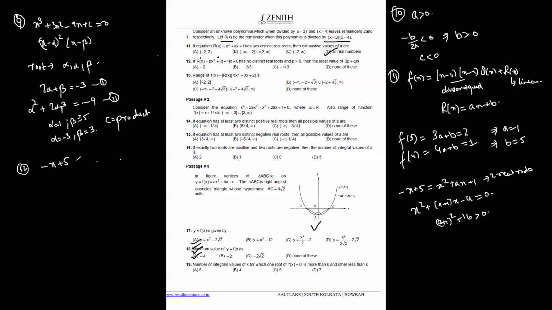In 12, we now want Rx, which is minus x plus 5, to be equal to px square plus q minus 1 x plus 6, and this has no distinct real roots. So if we frame its quadratic, it becomes px square plus qx plus 1, and this would be the quadratic, and we need no real roots. For no real roots we need D less than 0, so D less than 0 would be q square minus 4p is less than 0.